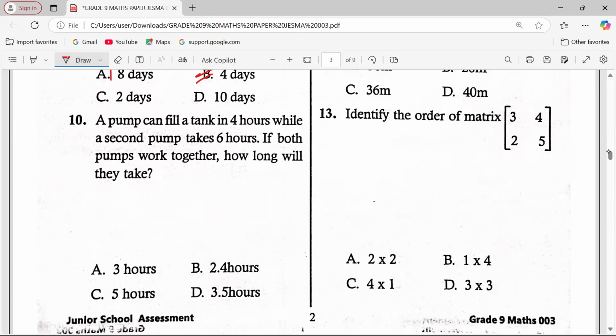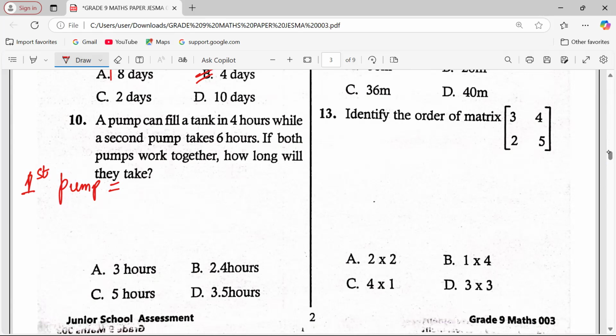Again, on rates, number 10. A pump can fill a tank in 4 hours, while a second pump takes 6 hours to fill the same tank. If both pumps work together, how long will they take to fill the tank? So according to rates of work, let me call the first one the first pump. The first one is working for 4 hours when it is working alone.